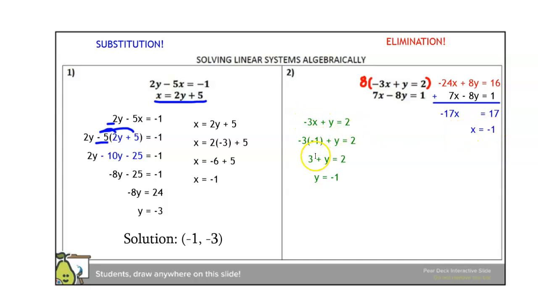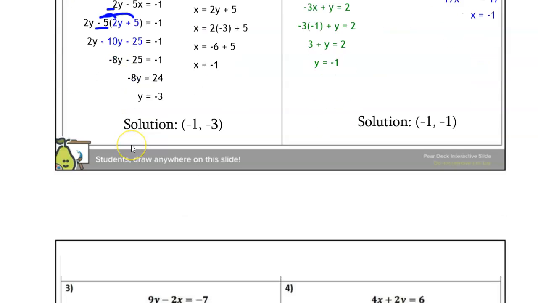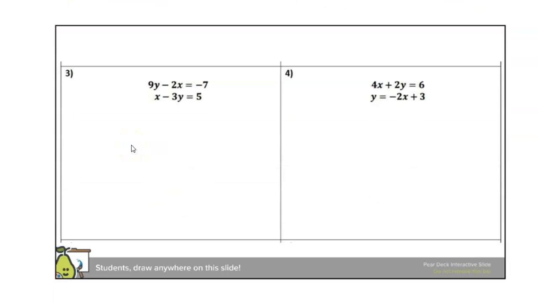Negative 3 times negative 1 became positive 3. Then I subtracted 3 from both sides, and I got y equals negative 1. Oh, look at that. x is equal to negative 1, y is equal to negative 1. So my solution is (-1, -1). Moving on to the next section here.